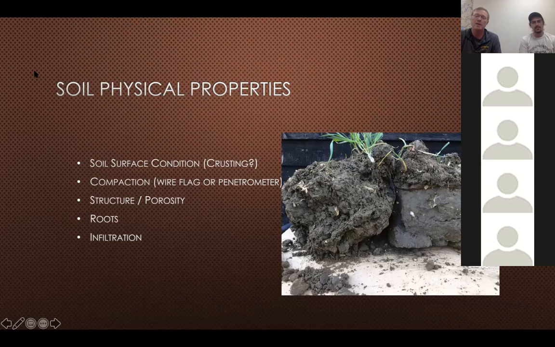The picture on the right is a real blocky, compacted soil structure versus the one on the left. You can see pore spaces, you can see roots pretty much throughout the entire profile. Maybe even find some earthworms in there. So those physical indicators are probably my favorite way of showing differences in soil health.